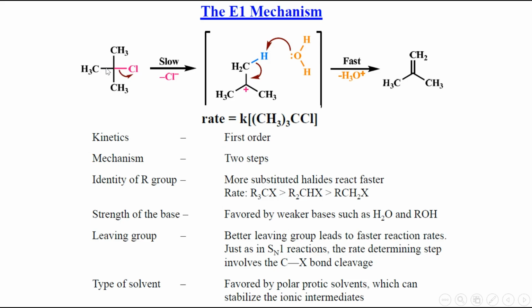The more the substitution of the carbons by alkyl groups, the faster is the reaction. That is, tertiary alkyl halides are more reactive than secondary, which are more reactive than primary. The base strength or the base concentration do not affect the rate of the reaction. The easier the leaving group, the easier the formation of the product. And it is favored by polar protic solvent, as the polar protic solvent stabilizes the carbocation.